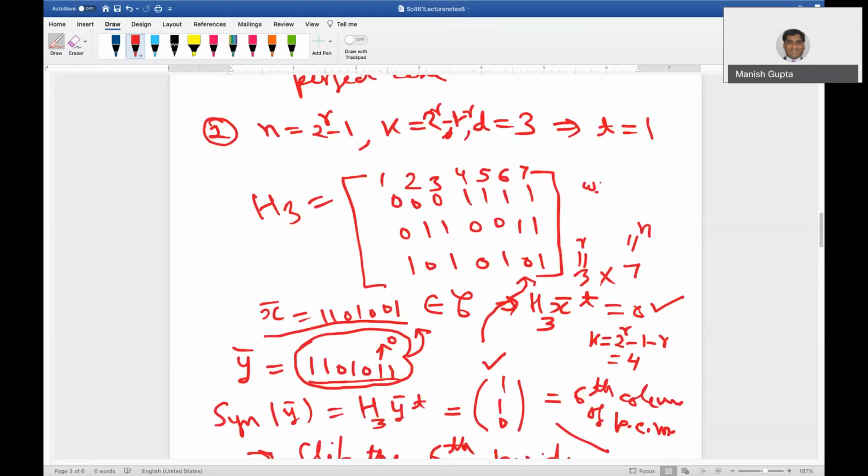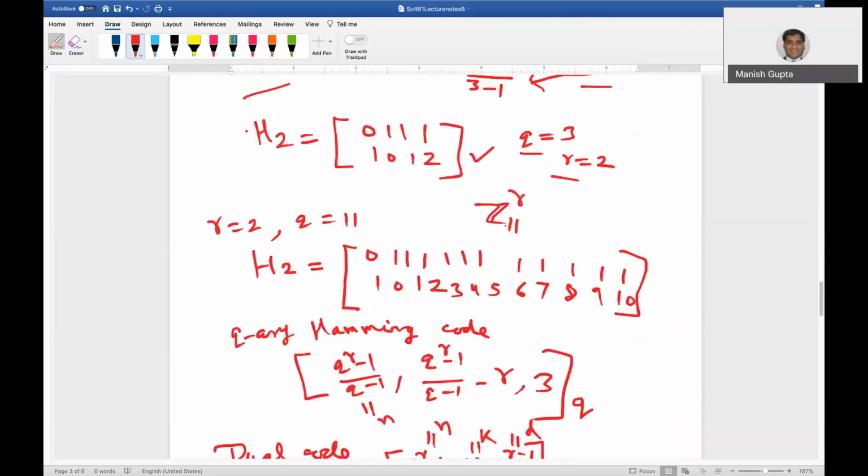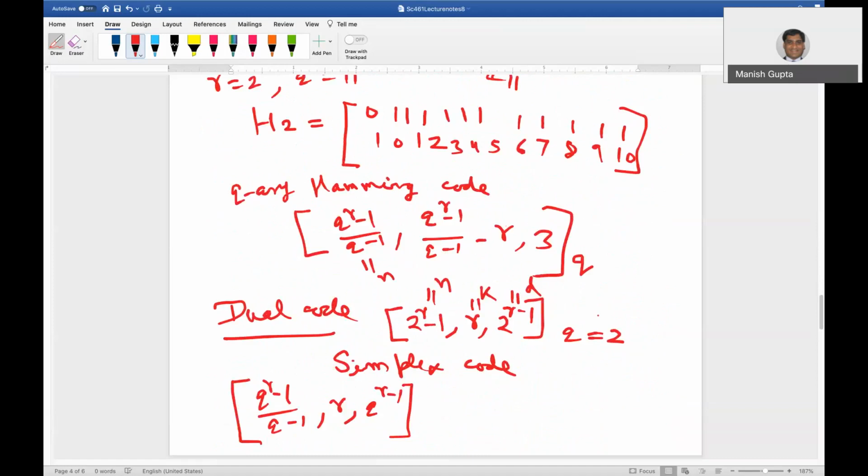This is also weight 4, this is also weight 4, and even if you take a combination, you get a vector of weight 4. Okay, so when r is 3, the distance turns out to be 2 raised to r minus 1, which is 4 in this case. So this is the property of the simplex code: the distance between any two vectors is fixed. A general q-ary simplex code is described by this matrix.